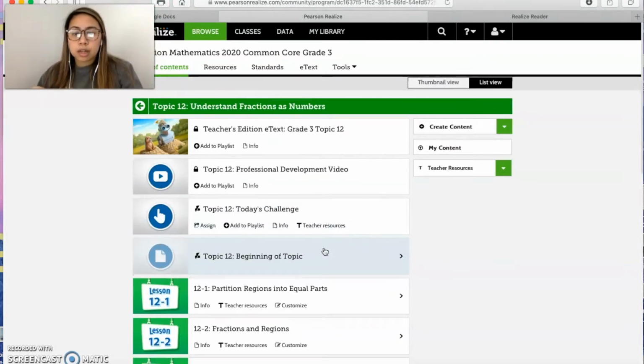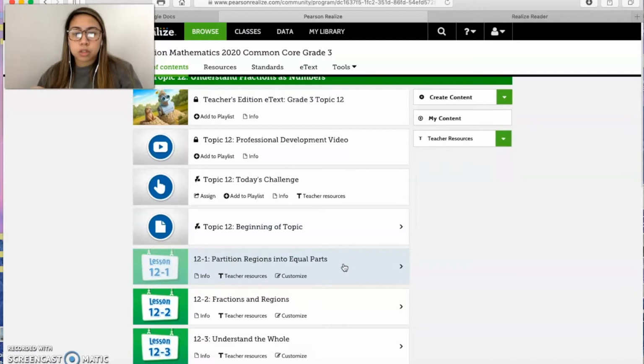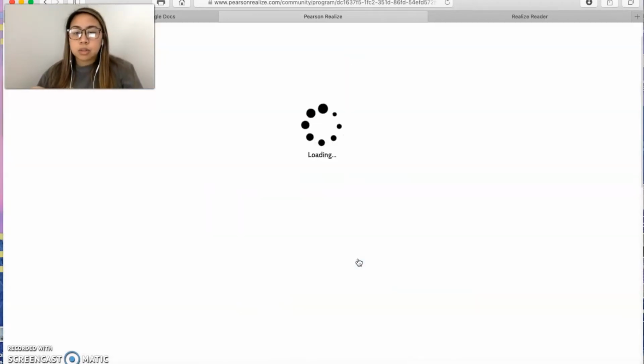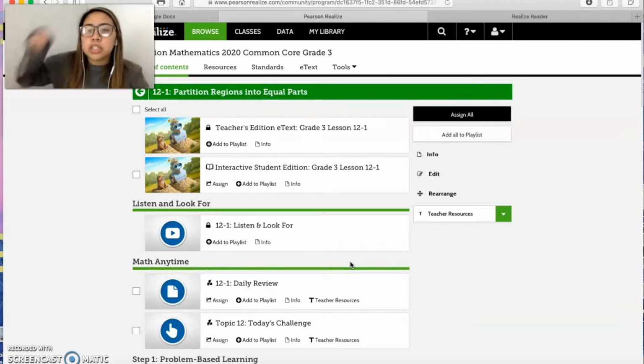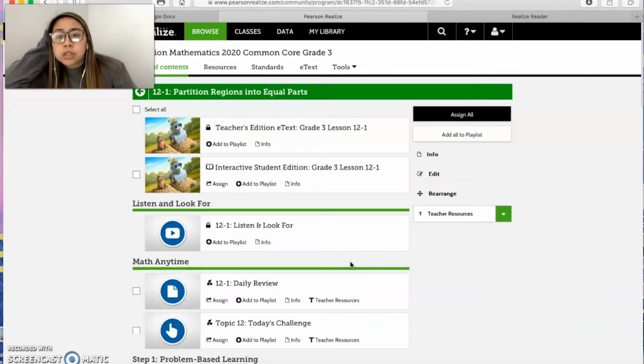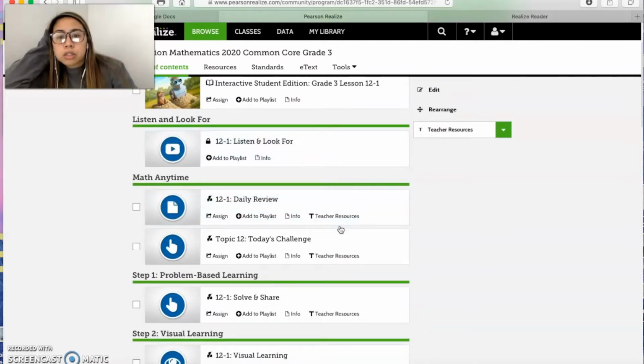As usual, I'm going to be doing your solve and share, your look back, Fred, convince me, and then we can do some of your guided practice together. So we are going to be doing topic 12.1, partition regions into equal parts.